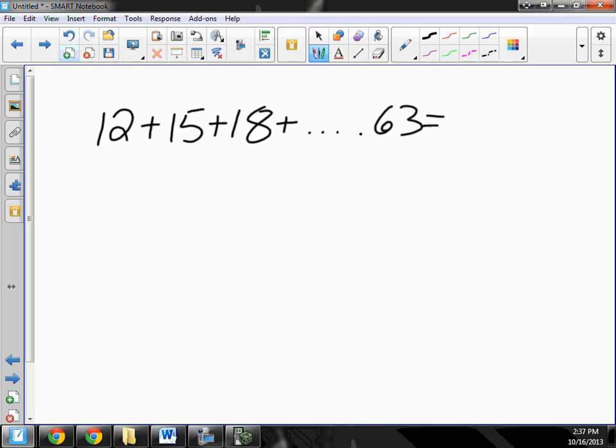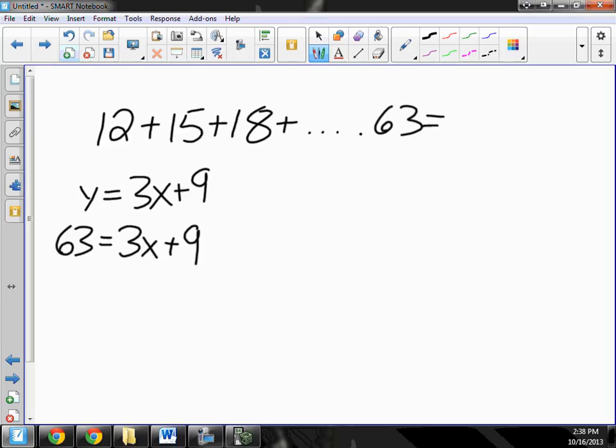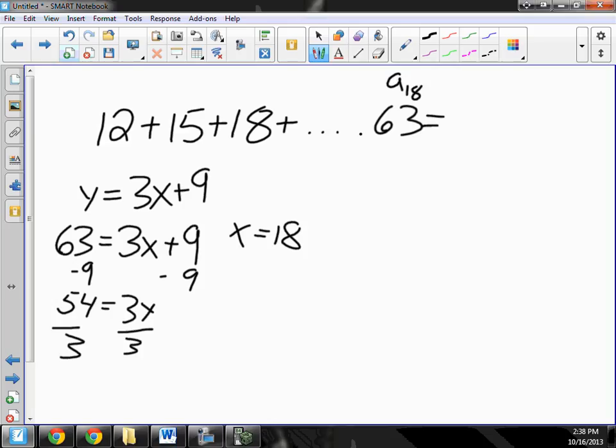So I'm going to have y equals, what's my first difference? 3. So 3x, what's a sub 0? 9. And I want to know what this equals when y equals 63. So I'm going to subtract 9. 54 equals 3x. Divide by 3, 18. Is that right? Okay. So 18 tells me this is a sub 18. There are 18 terms in this series.